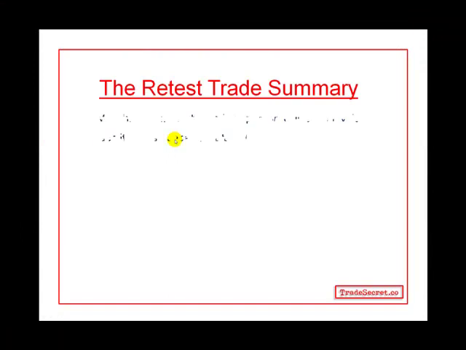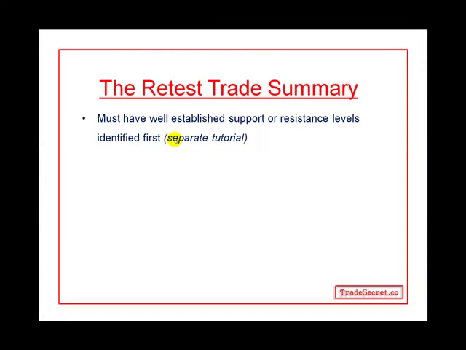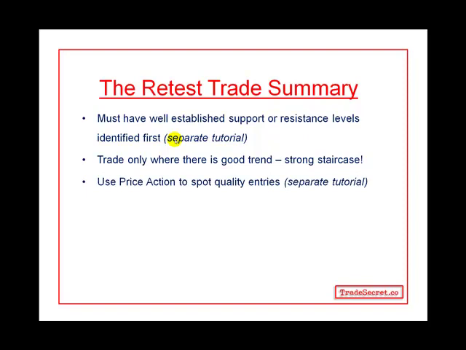The retest trade summary then. Must have well established support and resistance levels identified first. Again, separate tutorial on this. The support resistance levels, their strength is really the key to this trade. Trade only where there is good trend, so make sure there's a good strong staircase in the direction you're going. I mean, that goes without saying, and trend is our friend and is always going to be where we want to be in terms of our trade, going with the trend.